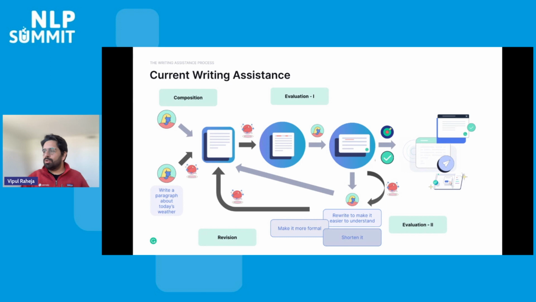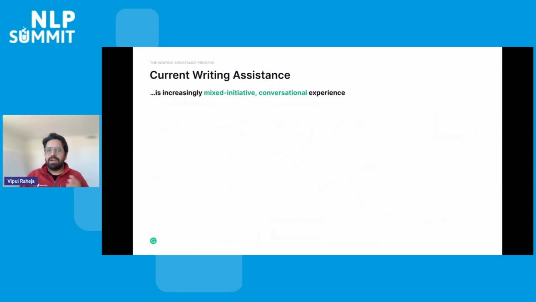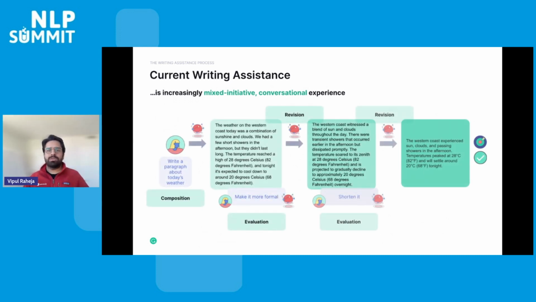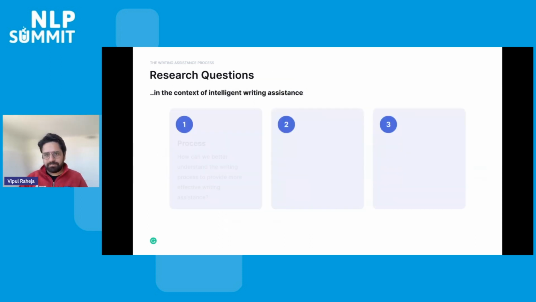So if we remove the older way of composing and revising text, we are left with this, which if unraveled through time looks like this, which as you can see, looks like a user having multiple interactions with the intelligent writing assistant. And the sequence of interaction spans multiple stages of the writing process, right from ideation to composition to multiple rounds of evaluation and revision.